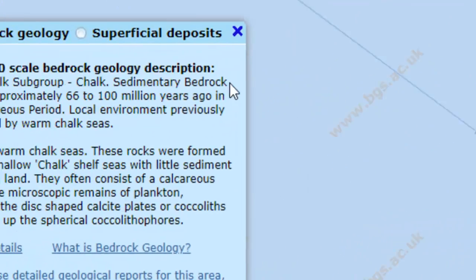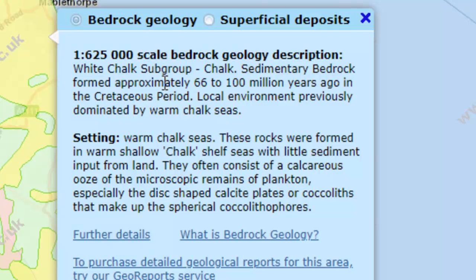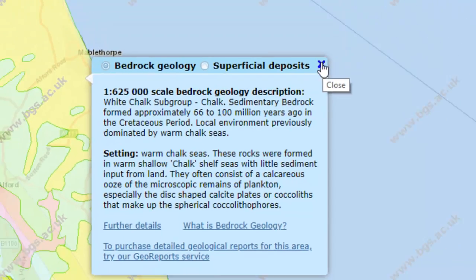See that this is bedrock. It's a white chalk subgroup. It's made of sedimentary bedrock formed approximately 66 to 100 million years ago in the Cretaceous period, a local environment previously dominated by warm chalk seas. Well, there we go. That's basically what the land is.